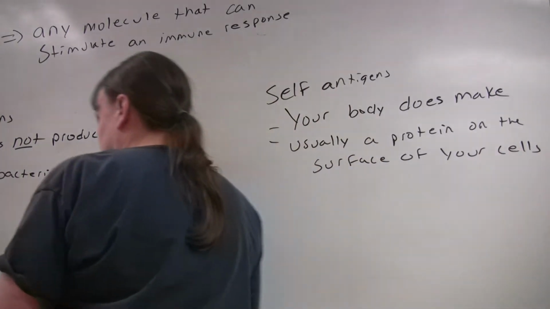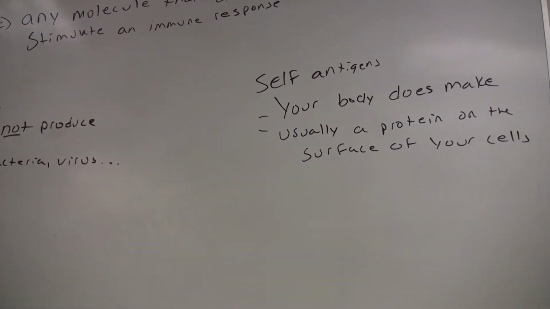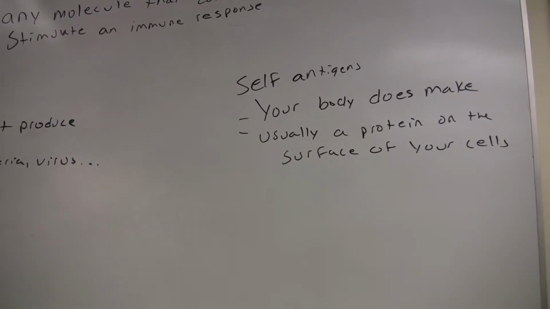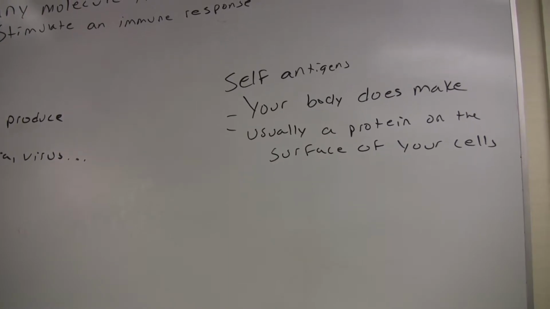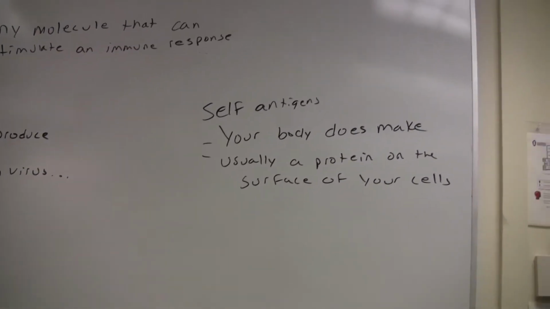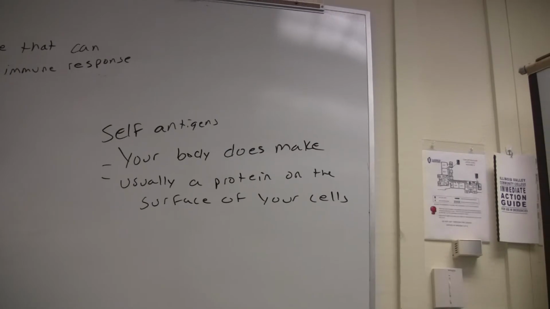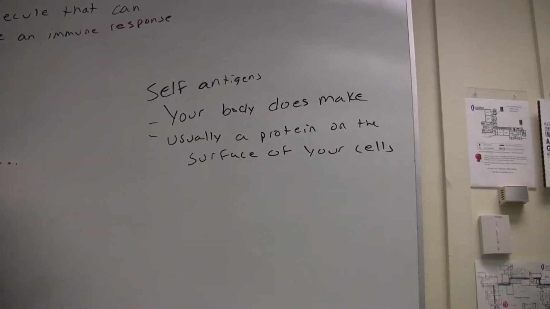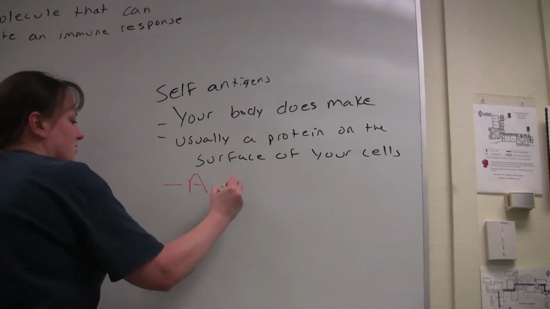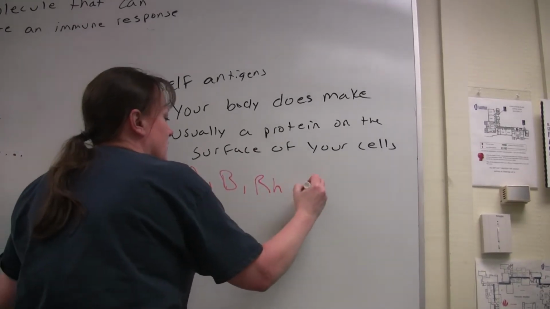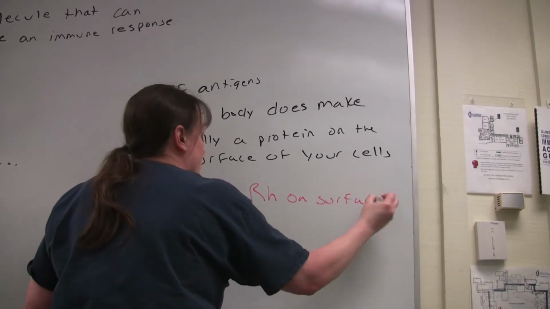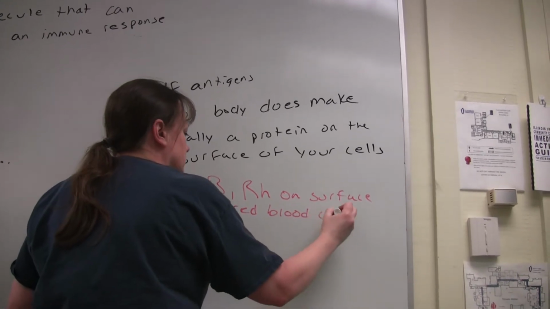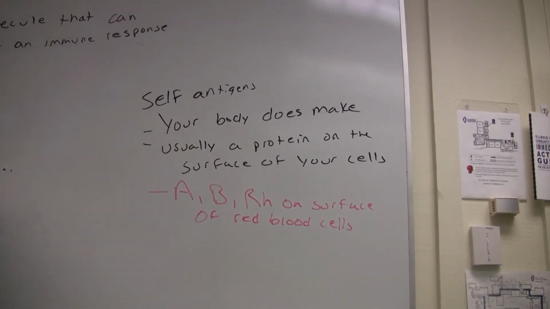So usually when we're talking self-antigens, we're talking about proteins on the outer surface of our cells. This should make sense because when we did blood typing, we had A antigens, B antigens, and Rh antigens. Those were self-antigens. So let me give 2 examples of self-antigens. Number 1, the A, the B, the Rh, those are on the surface of our red blood cells. So those are self-antigens.